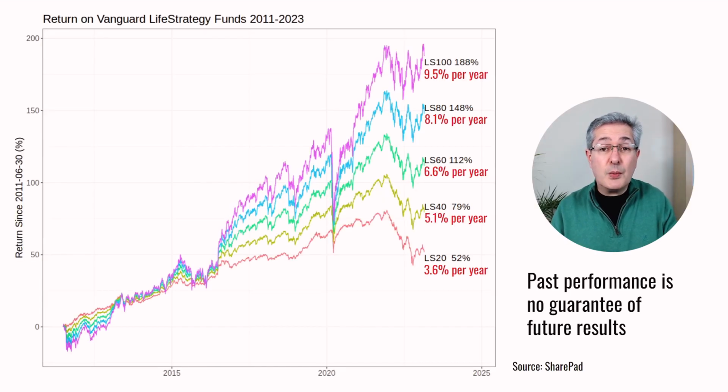Notice that LifeStrategy 100 has the highest return, averaging over 9%, whereas LifeStrategy 20 has only returned an average of less than 4% per year. Also notice how wiggly the lines are. This is the volatility of the fund, and you can see that the riskier funds with more equity are also more volatile.